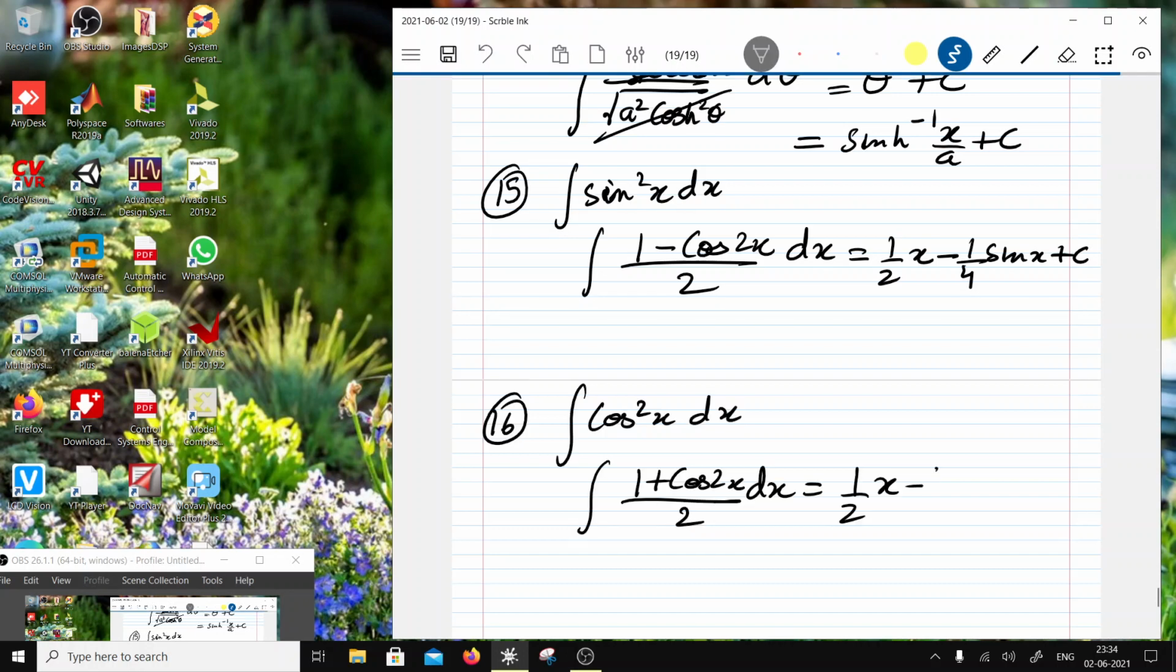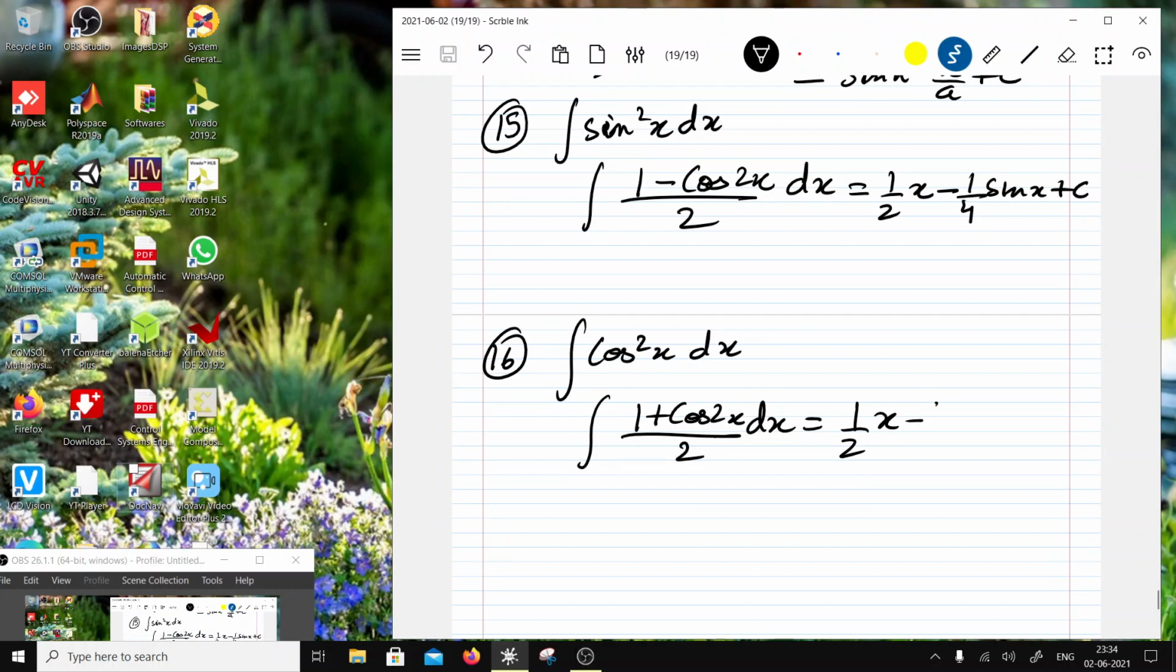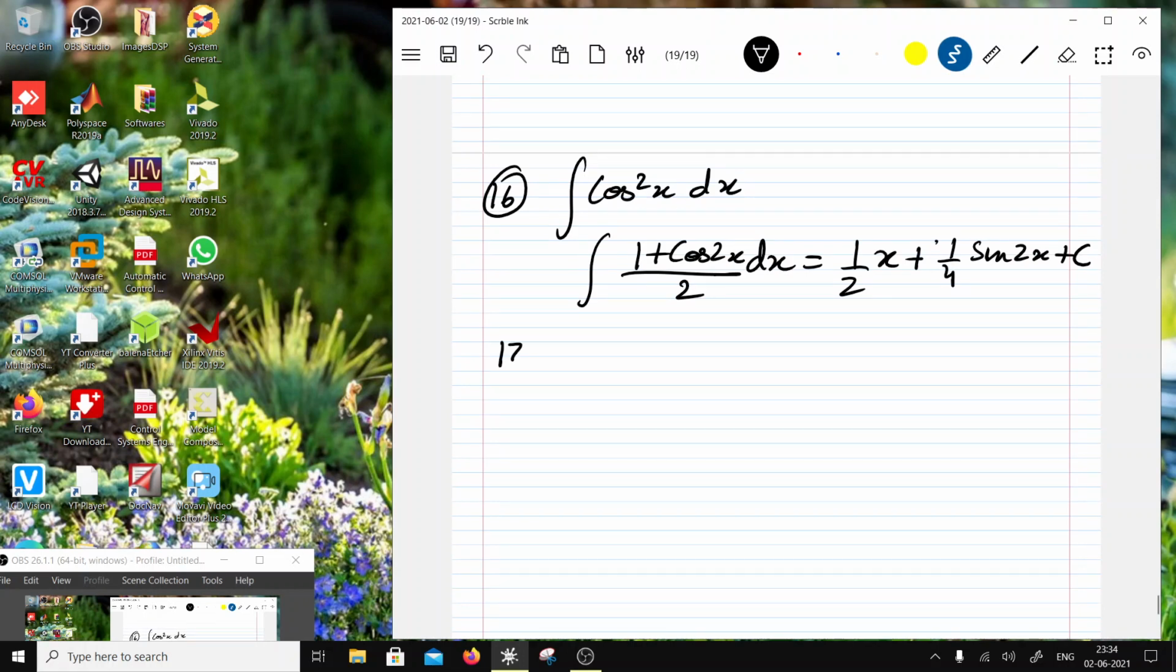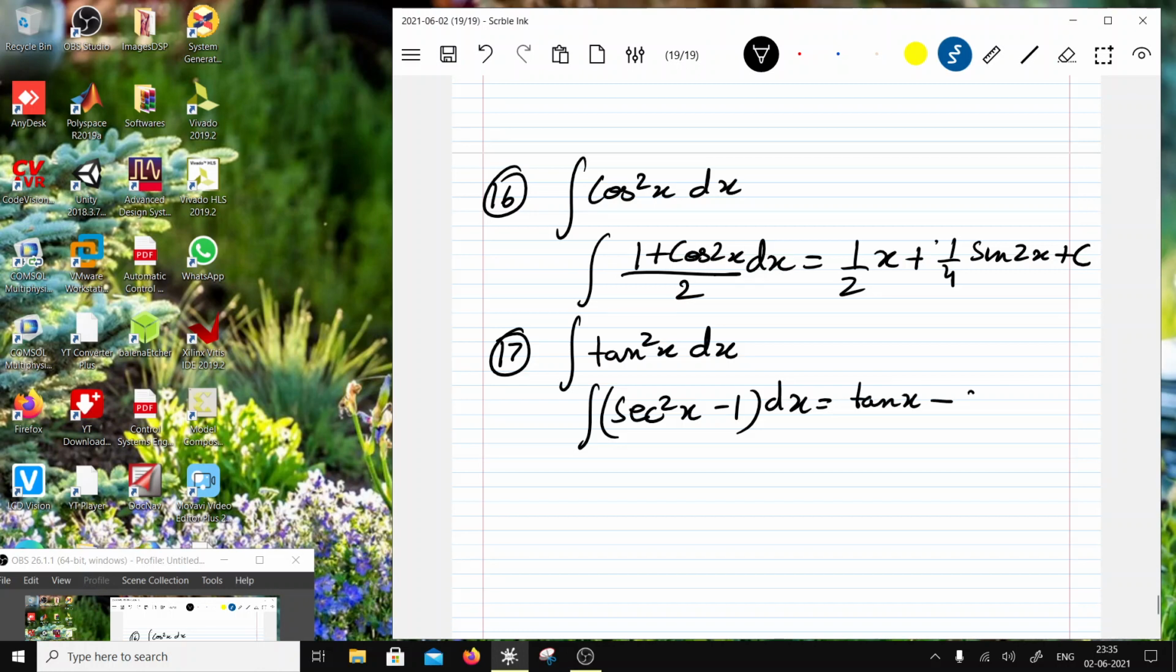Cos is sine, right? Okay, so here plus 1 by 4 times sine twice of x plus c. Okay, let's look at the 17th one, which is integral of tan square x dx. This can be written as 1 plus tan square theta is sec square theta dx. So then this is equal to sec square is tan x and 1 is this, plus c.